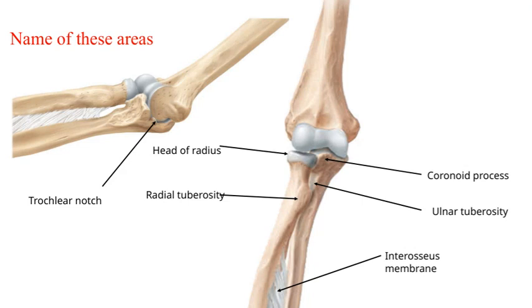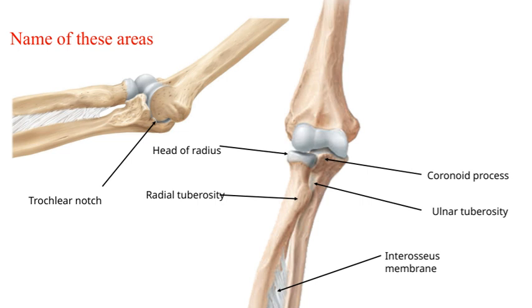Now, let's take a closer look at some key bony landmarks in this region. First, we have the ulnar tuberosity, which is a prominent area on the proximal ulna where the biceps brachii muscle attaches, playing a vital role in forearm flexion. Moving on, the coronoid process is a triangular projection that fits into the trochlear notch of the humerus, providing stability to the elbow joint during flexion.